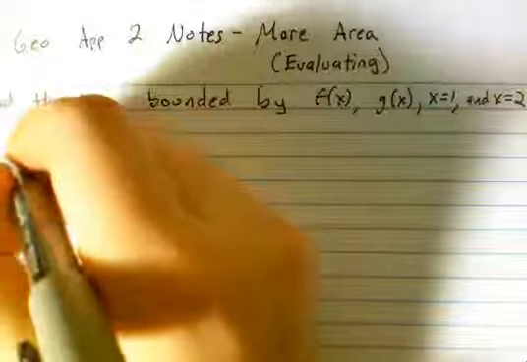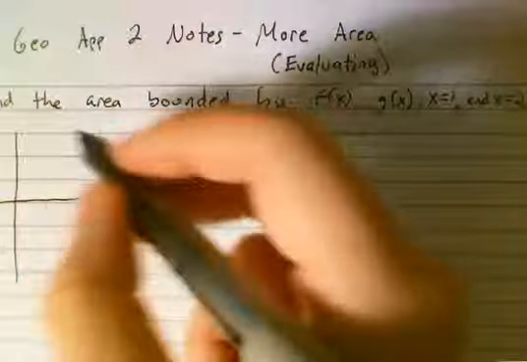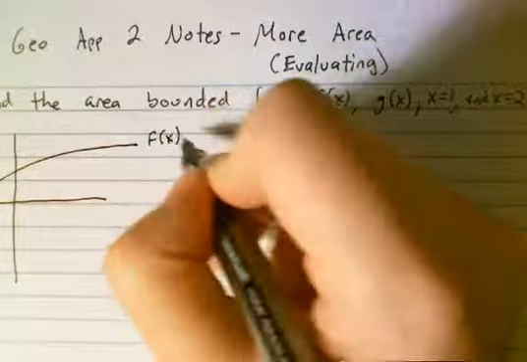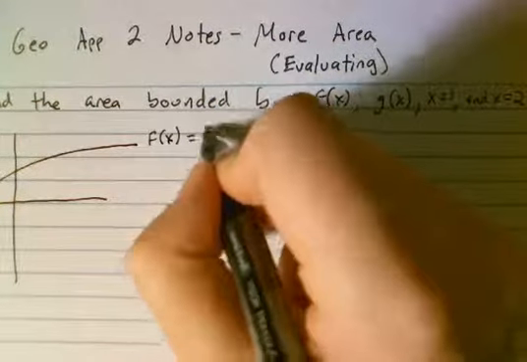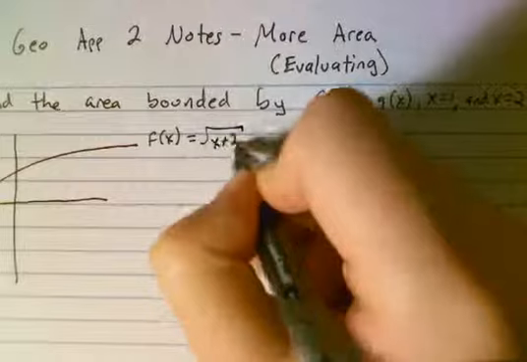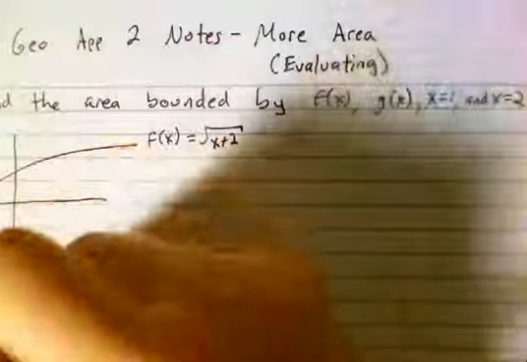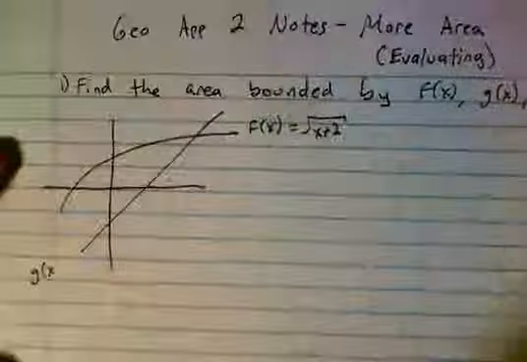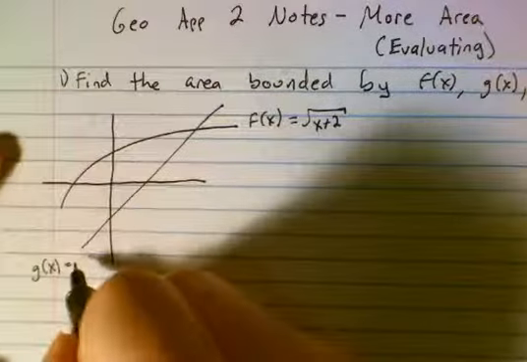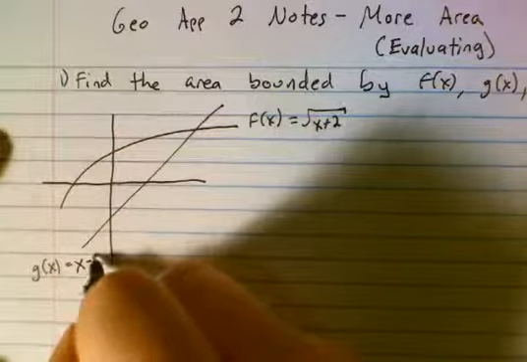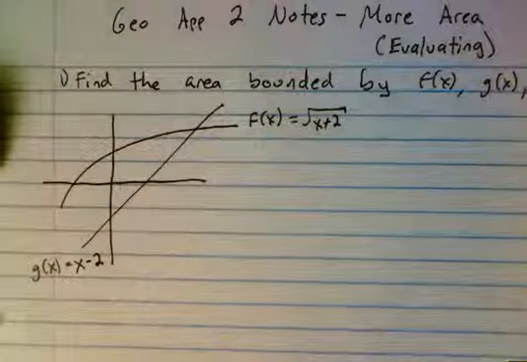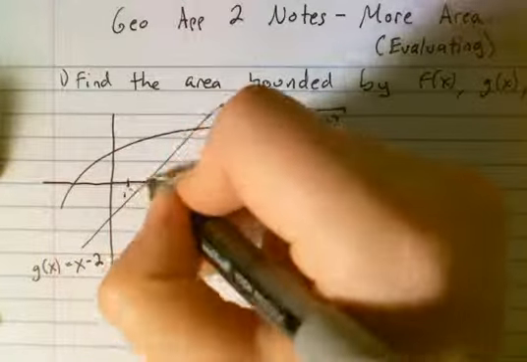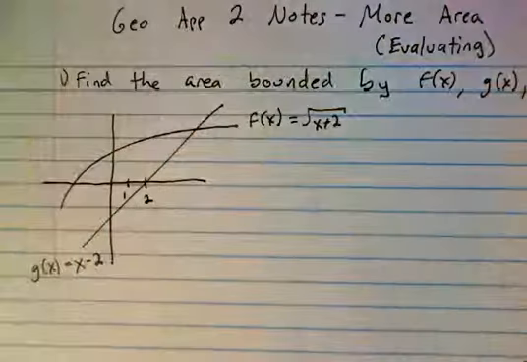And let's say that we're given those. So here is f of x. It is the square root of x plus 2. And let's say that this is g of x. Put it down here. That's x minus 2. And x equals 1 is here. X equals 2 is there.